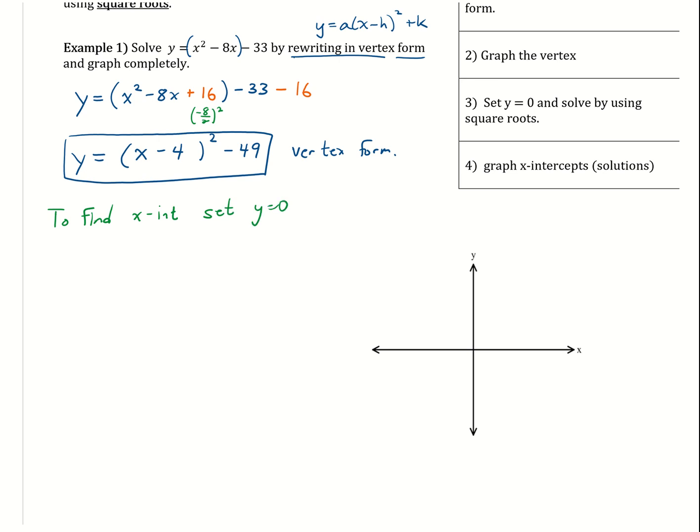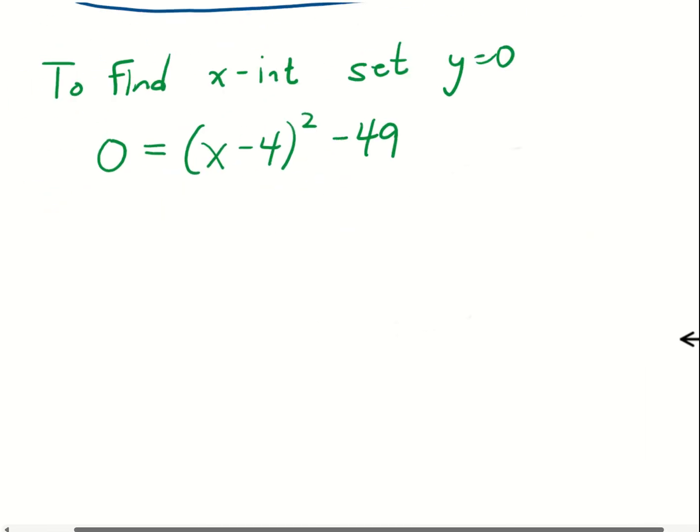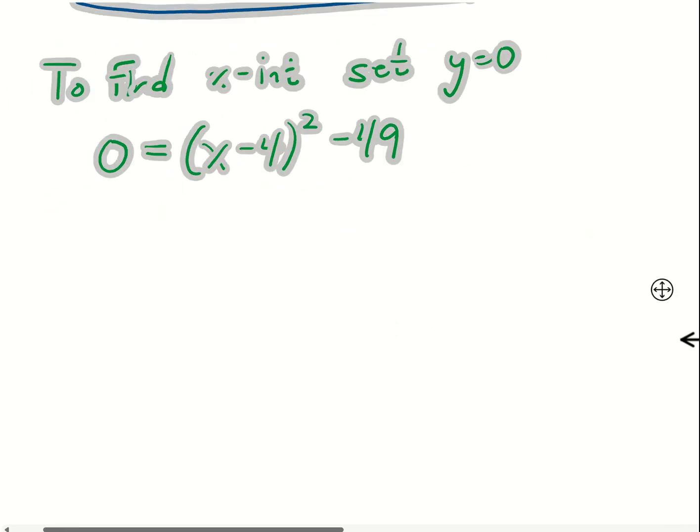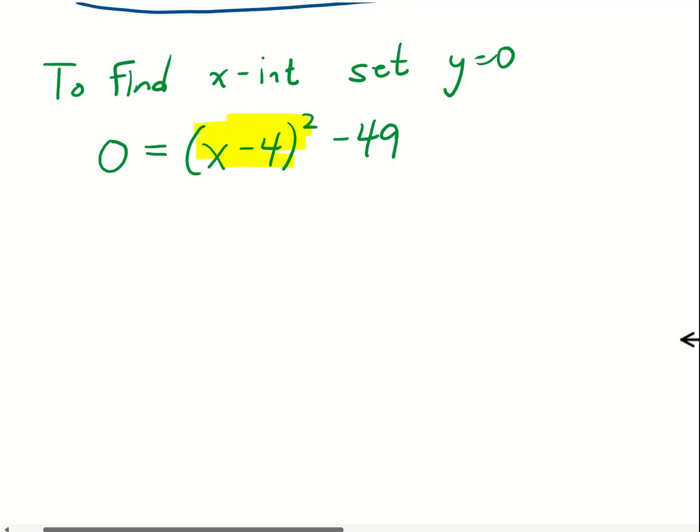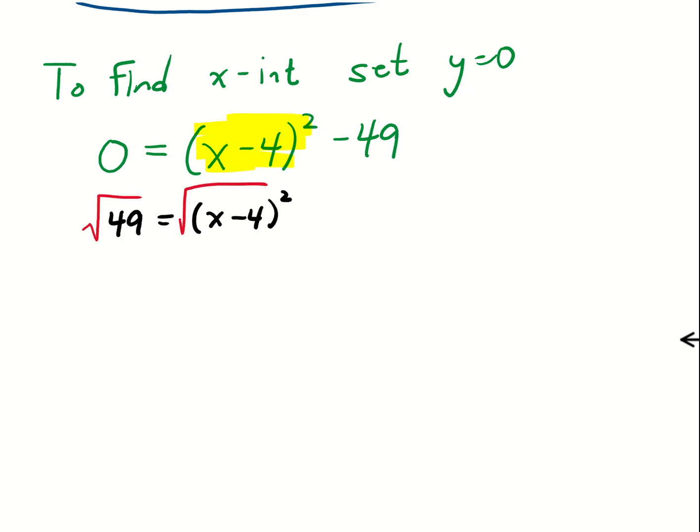So we take the equation, we're going to put 0 where the y was, and then now we're going to have this equation, (x minus 4) squared minus 49. Now we can go ahead and solve this by square rooting. So we want to get this by itself. That means add 49 to both sides. (x minus 4) squared equals 49. We can now square root both sides. The square root of 49 is 7. Don't forget plus minus. And then x minus 4 is on the right.